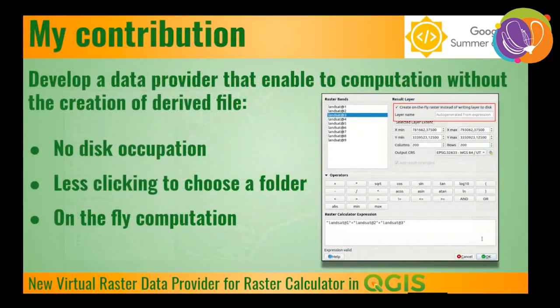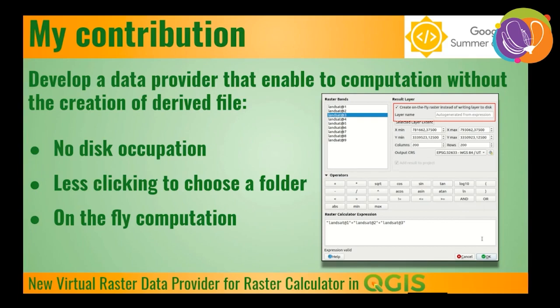Concerning my contribution, this feature is in fact a data provider for raster data, and it will be seen in the next version of QGIS, hopefully. And for the user, in the raster calculator dialog it is a simple flag with a text line edit where you can, if you want, add the name of this, let's say, on-the-fly computed raster. So, as I mentioned, this feature allows the user to perform the same tasks of the existing raster calculator, but without the need of saving a file on the disk. And in this sense, I called it a virtual raster provider.